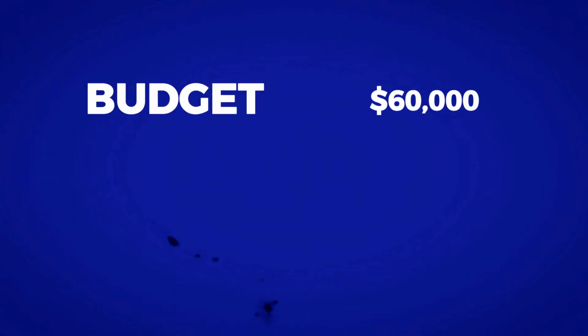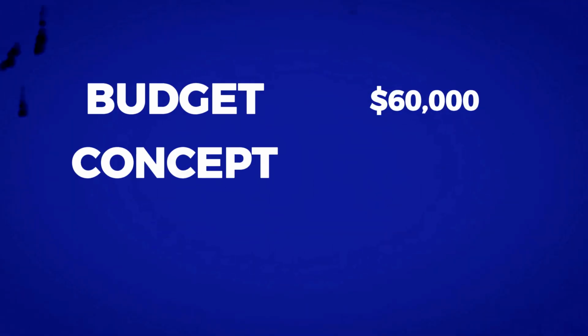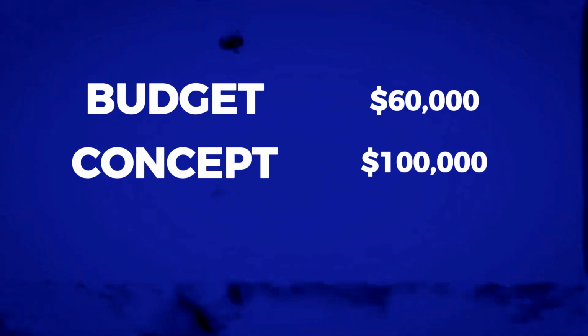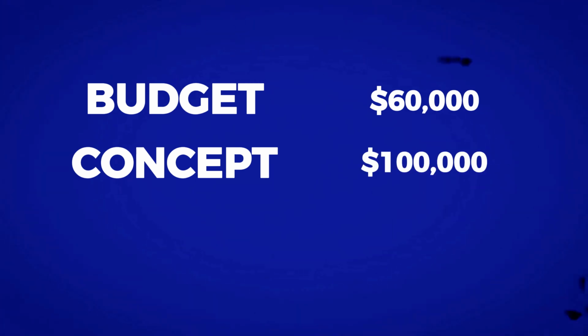So let's say you've got a budget of $60,000. For this example, I'm going to say the concept for this build currently costs $100,000. We've just created a $40,000 problem. Not an ideal spot anyone wants to find themselves in. So from here, we've got a couple of options.